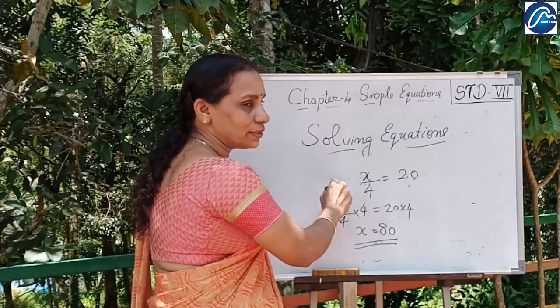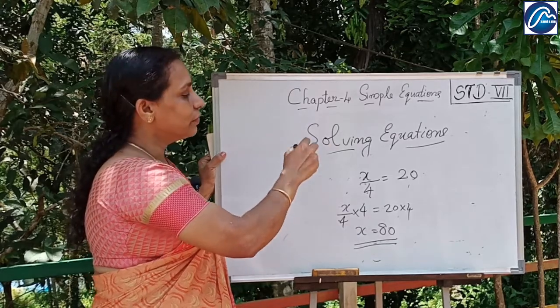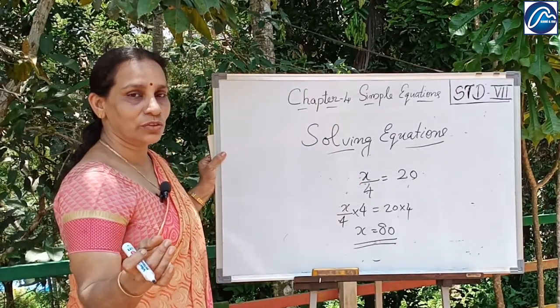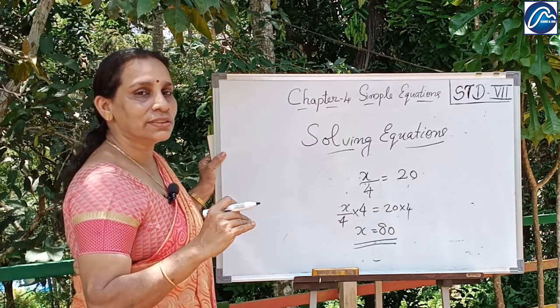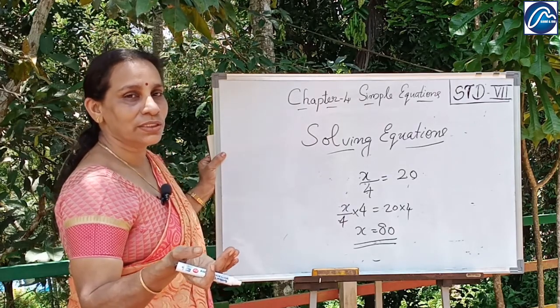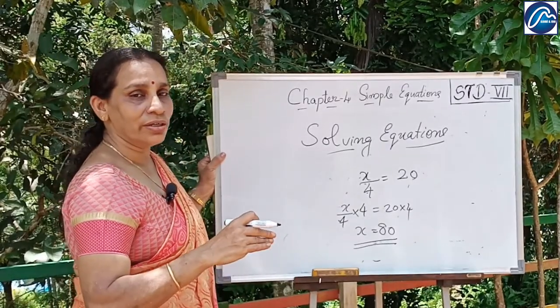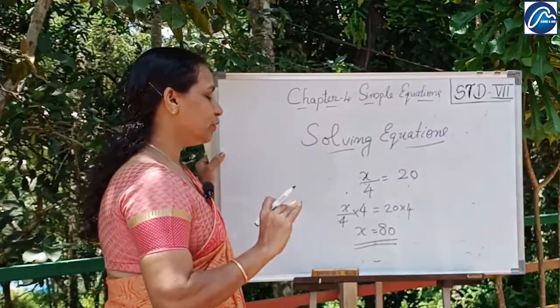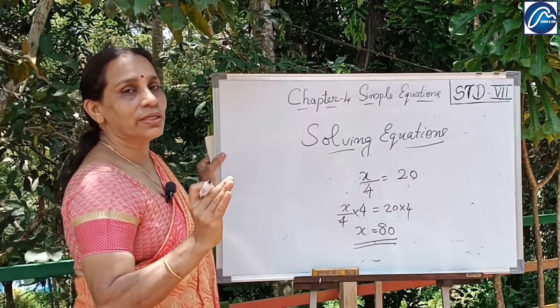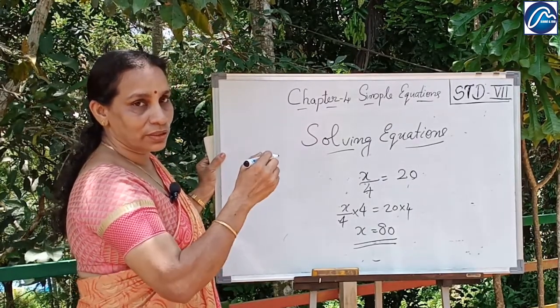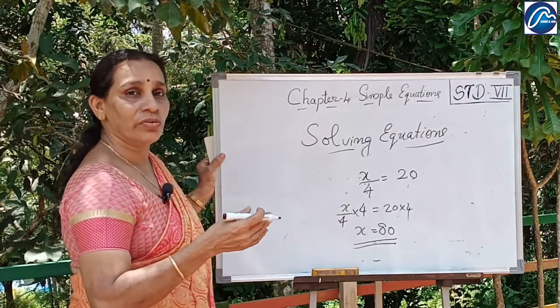When you are subtracting one number, you are adding. When there is addition, subtraction should be done. When there is subtraction, addition should be done. And when you are multiplying, you have to divide. When you are dividing, multiplication should be done. Okay. So all of this, if it comes together, what will you do?